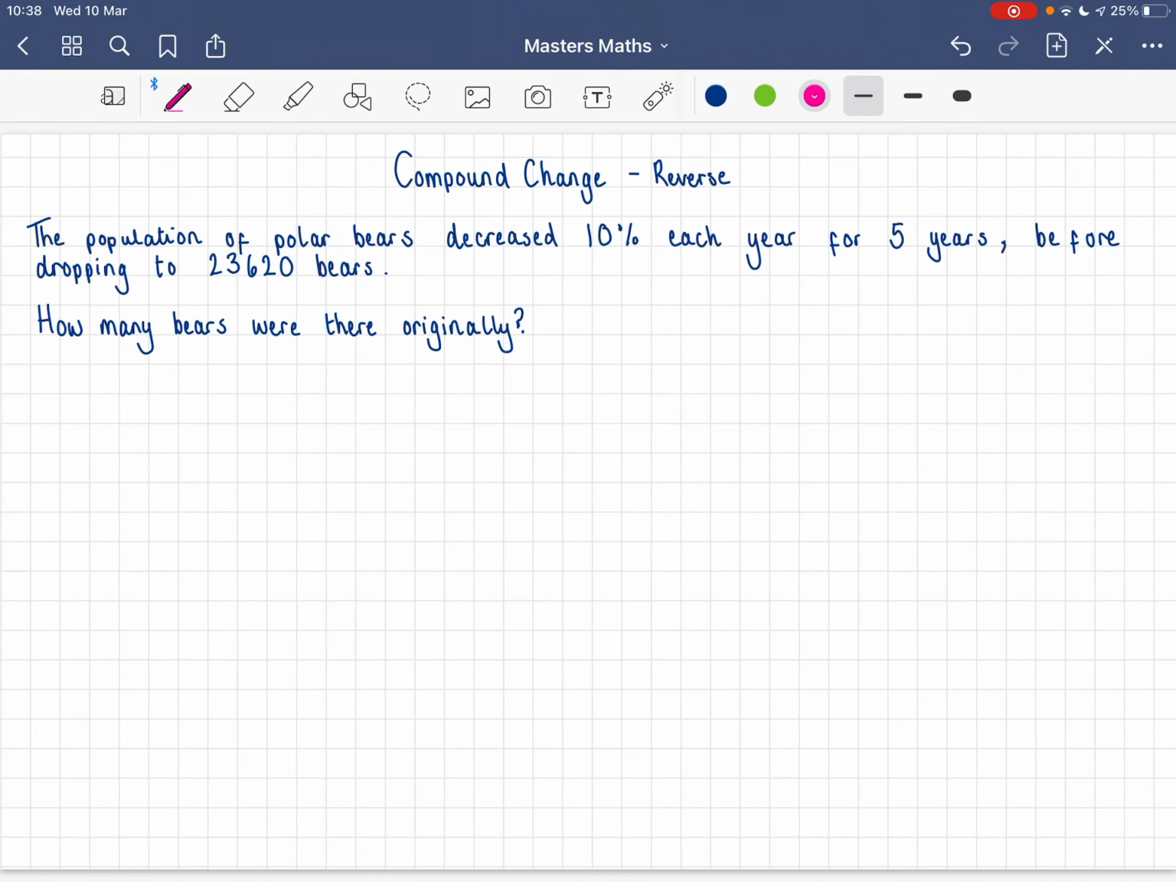So we've got a population of polar bears. It's decreasing by 10% each year for 5 years before dropping to 23,620 bears after the 5 years. So it started at something, decreased by 10% each year for 5 years, and you're left with 23,620 bears. How many bears were there originally? So I'm going to pause here. Pause the video, have a go yourself, and then come back and see if you were correct.